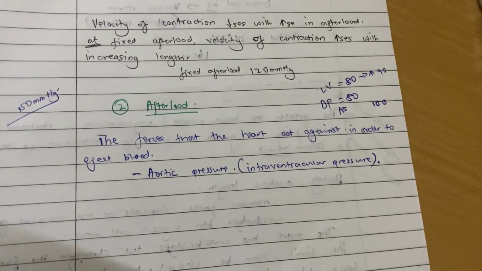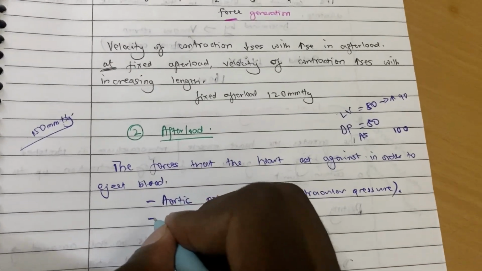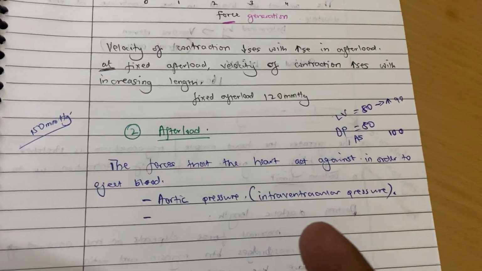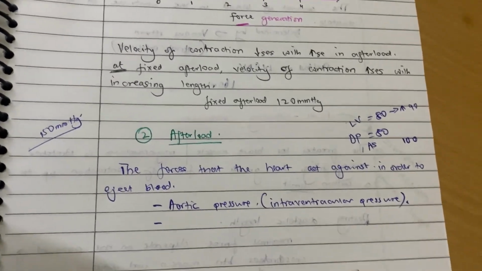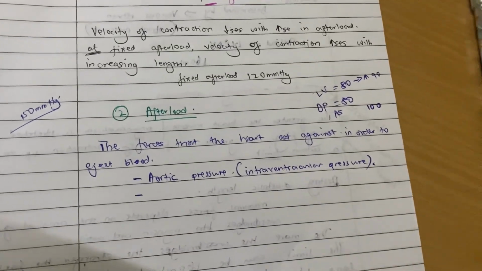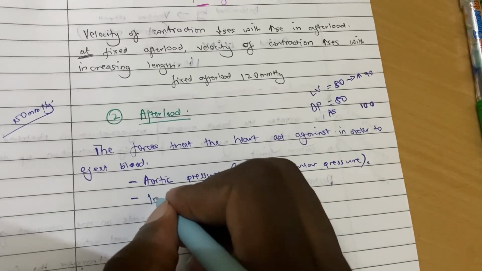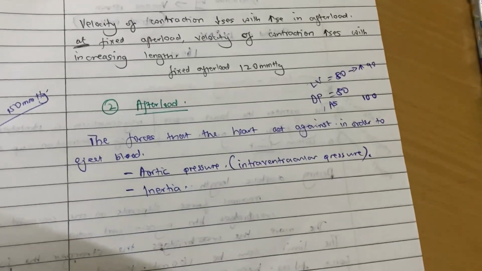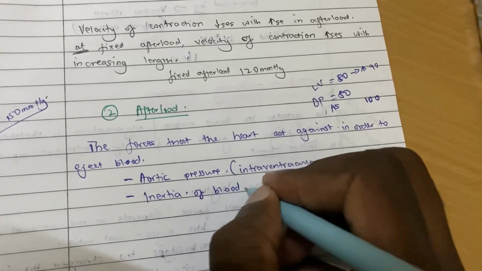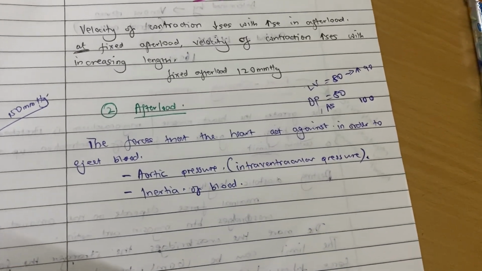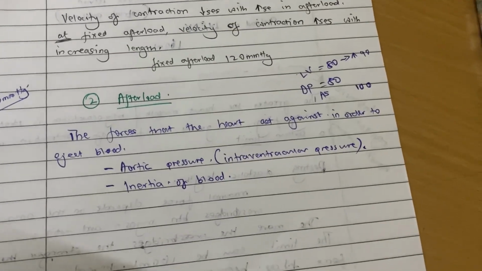Intraventricular pressure, the pressure within the chamber, within the LV or RV. Then the next is wall stress. Determinants of afterload: the other force that should be overcome is inertia, the inertia of blood. During isovolumic contraction, the blood is static, it's not moving.